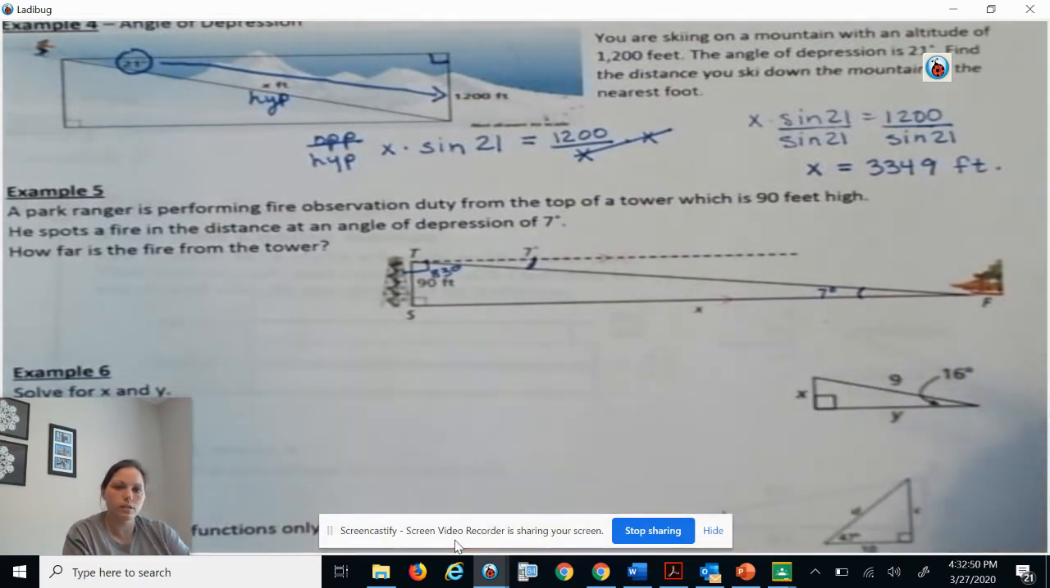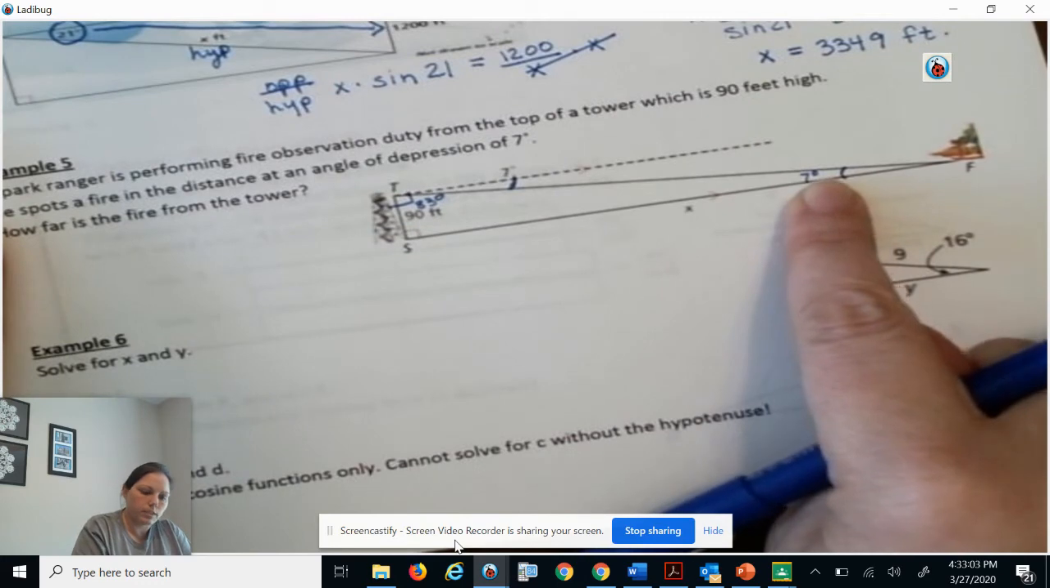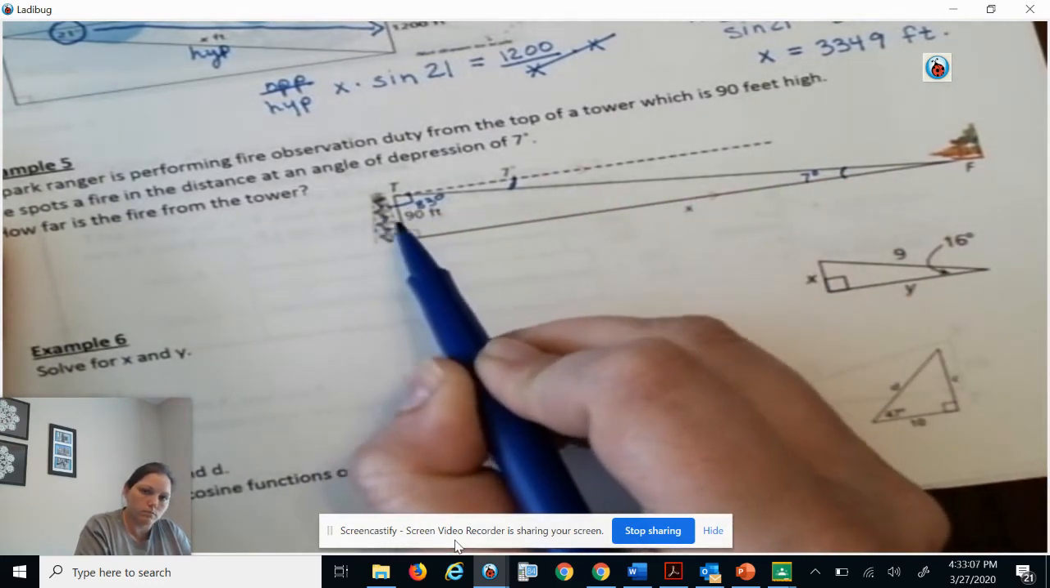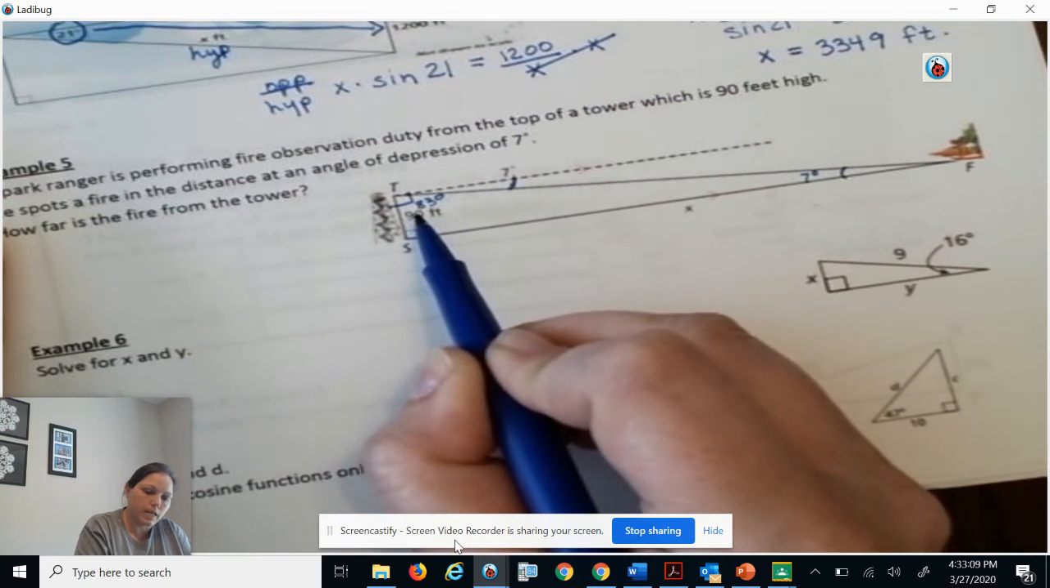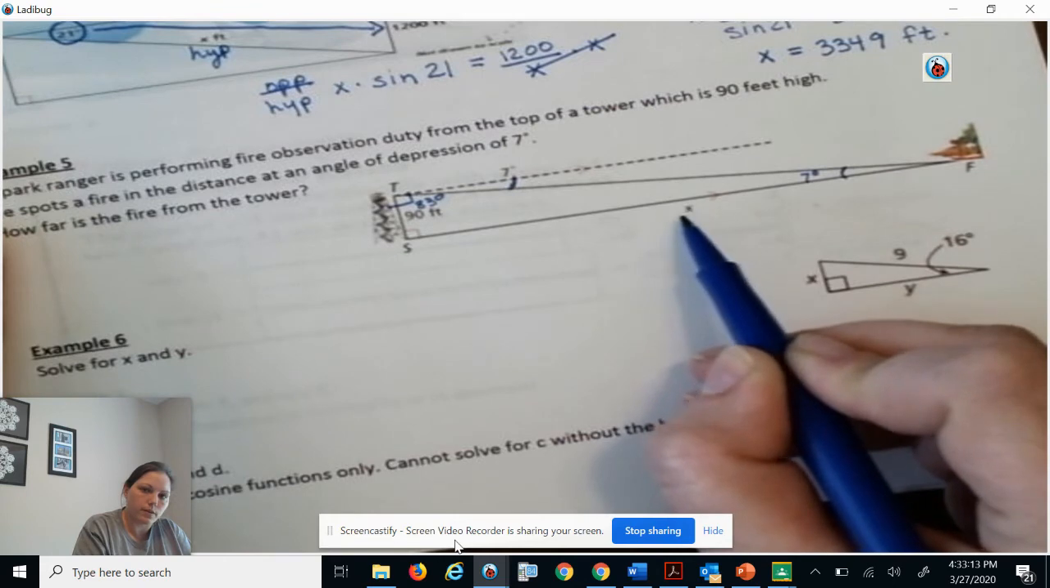Remember, like we said earlier, the sine of one angle is equal to the cosine of the other angle. So it doesn't matter which angle you use, you're going to get the same answer. Okay, so I'm going to use this angle. From this angle, opposite is my 90 feet. Okay, and the x is what I want to find here. I want to know how far away the fire is, right?